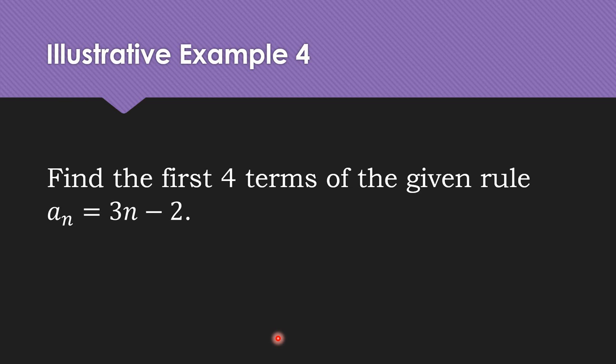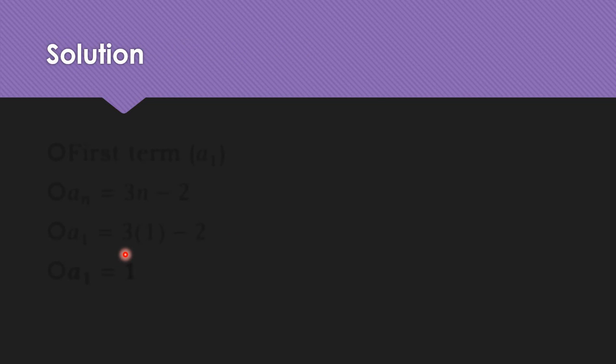Find the first 4 terms of the given rule. Let's read this equation: a sub n is equal to 3n minus 2. So, this is the equation, or the rule, that we will use to find the first 4 terms. Okay? So, here, let's solve for the first term.